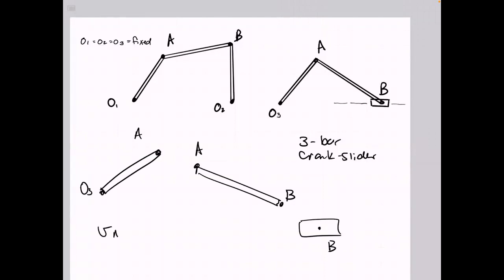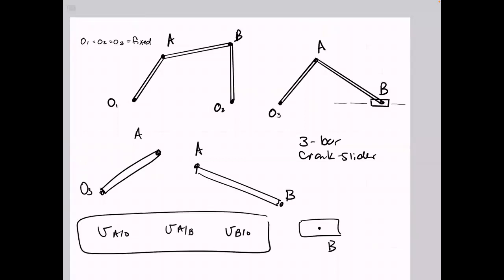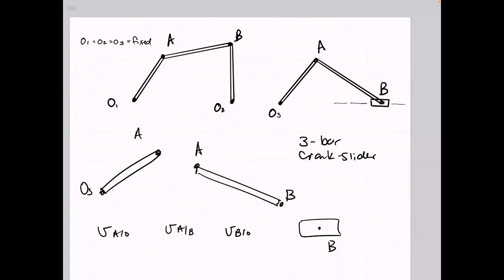So we have a velocity of A with respect to O, velocity of A with respect to B, and a velocity of B with respect to O. These 3 variables should be very familiar to you from what we just saw a couple minutes ago. So even though this is a 3-bar mechanism and it looks like there should be fewer variables, there actually are not fewer variables because we have the velocity of B relating to 2 separate places.